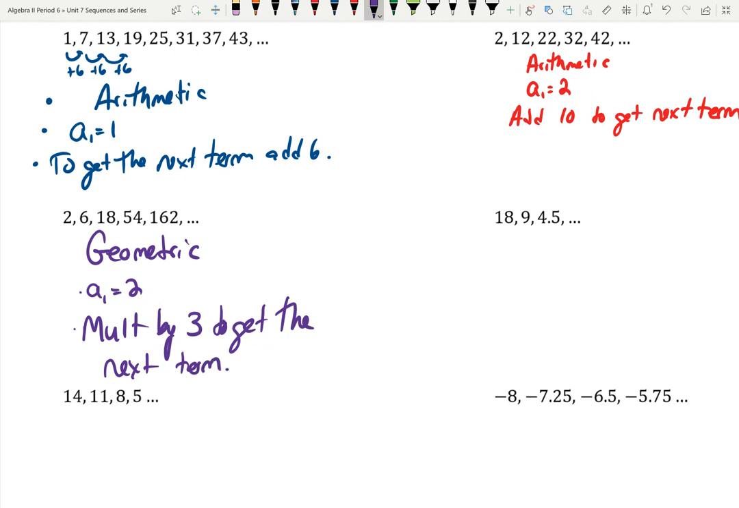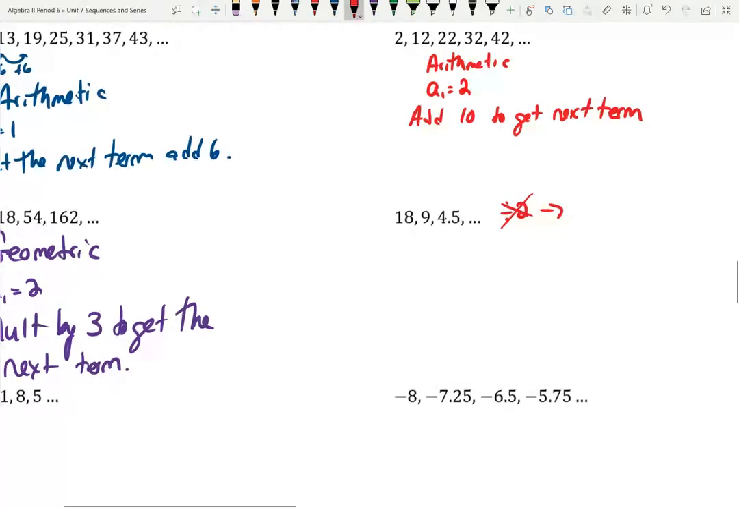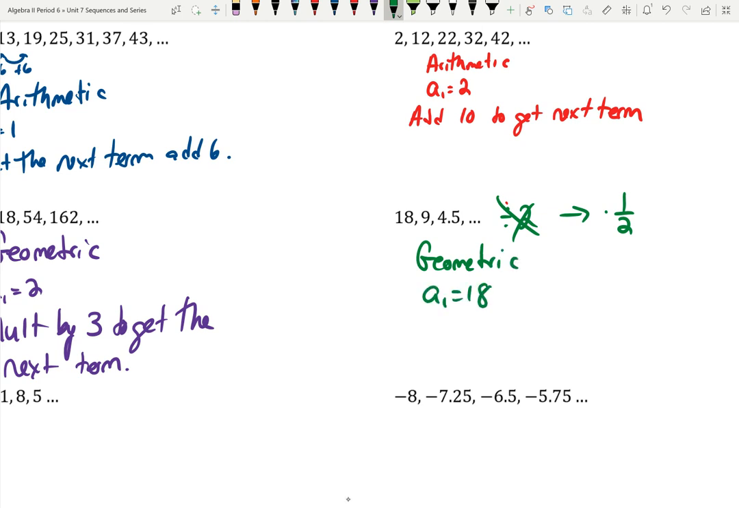18, 9, 4.5. So this one's a little weird because it's decreasing, and a lot of you probably said divide by 2, which is fine, but we can't think about it in terms of division. We need to think of it as multiply by a half. If I'm dividing by 7, that's times 1/7. If I'm dividing by 10, that's times 1/10. So this is actually geometric. I did red twice. Redo. Divide by 2, cross it out, really make it times a half. Gotta make it look pretty for you at least. Geometric, start at 18 and multiply by 1/2 to get the next term.